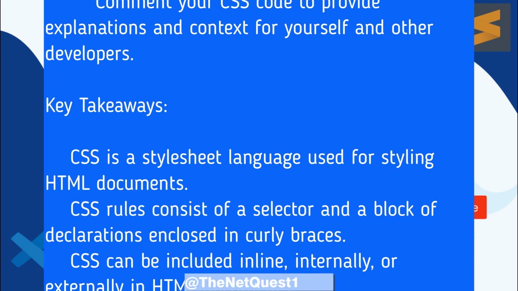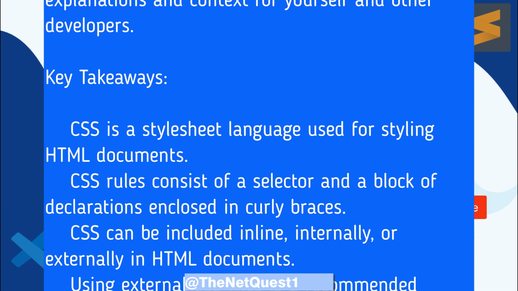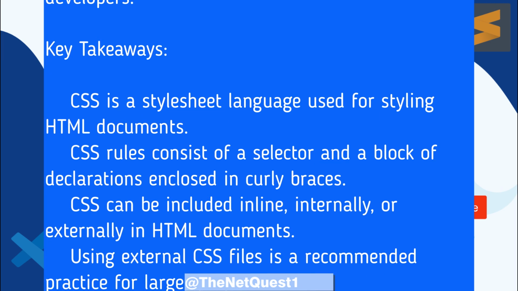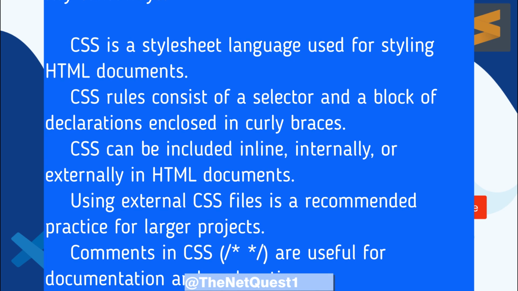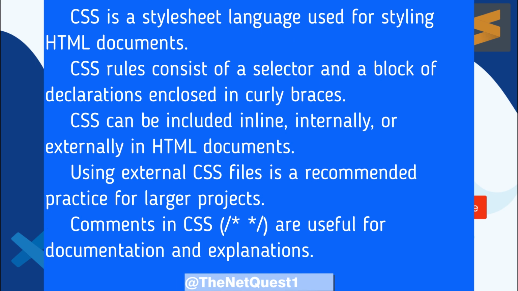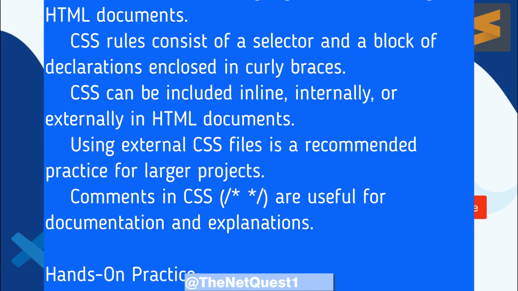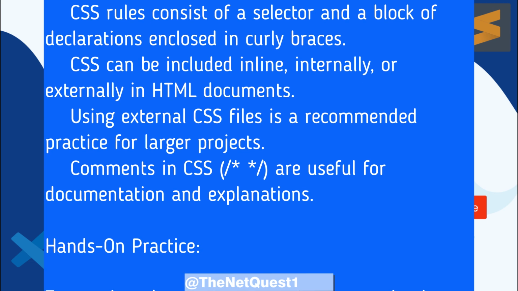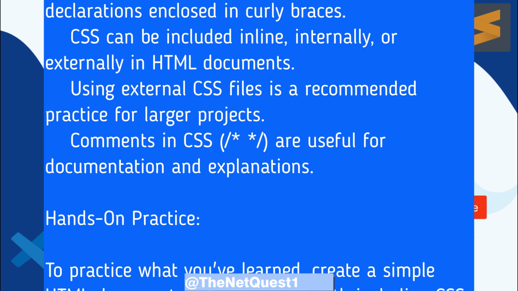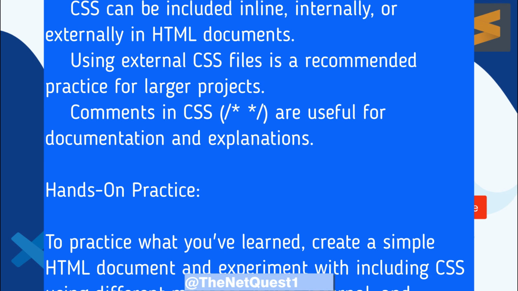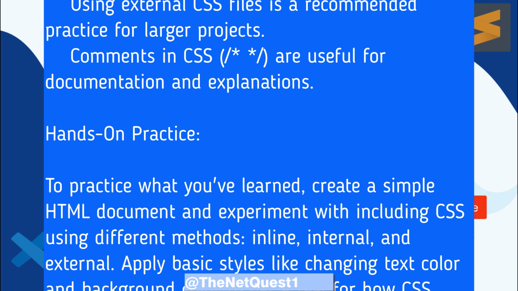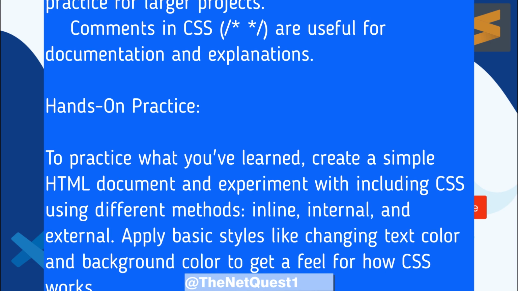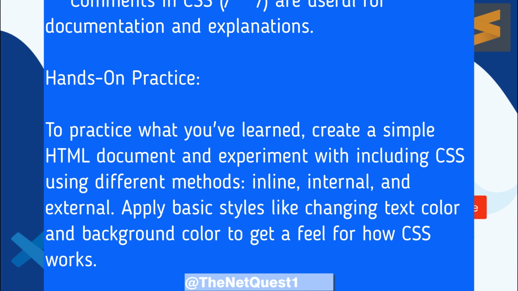Key takeaways. CSS is a style sheet language used for styling HTML documents. CSS rules consist of a selector and a block of declarations enclosed in curly braces. CSS can be included inline, internally, or externally in HTML documents. Using external CSS files is a recommended practice for larger projects. Comments in CSS, /* */, are useful for documentation and explanations.